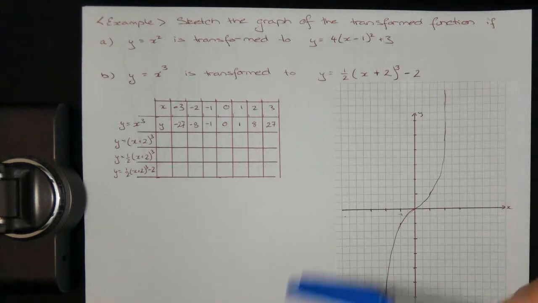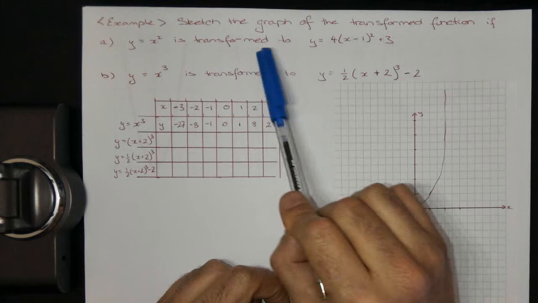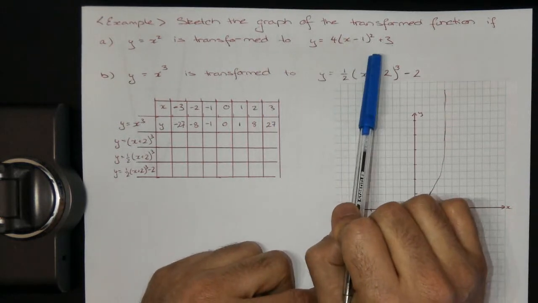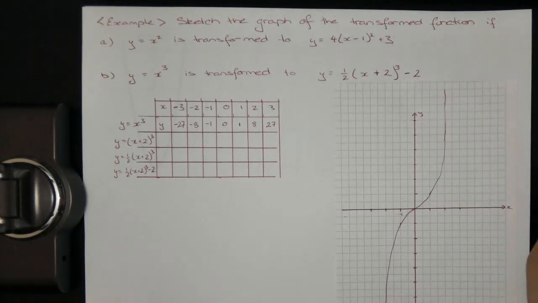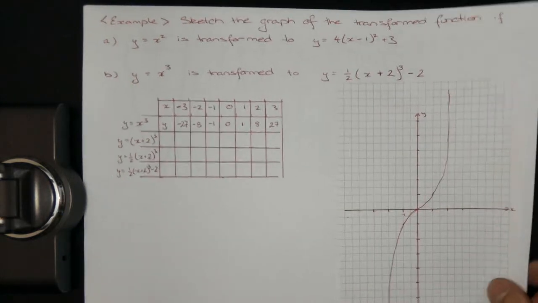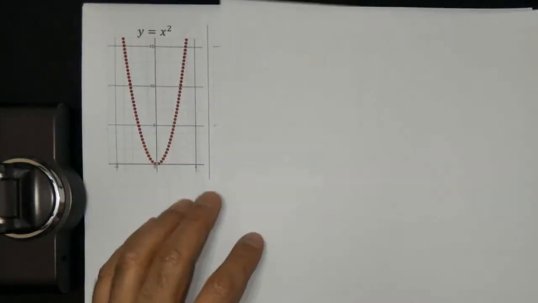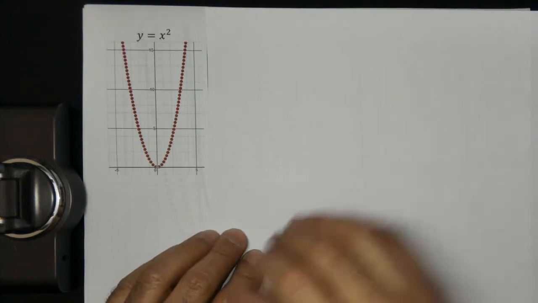We want to sketch the graph of the transformed function if x squared is transformed to y equals (x minus 1) all squared plus 3. I've done this with a couple of graphs to start with. So this is our parent function of y equals x squared.